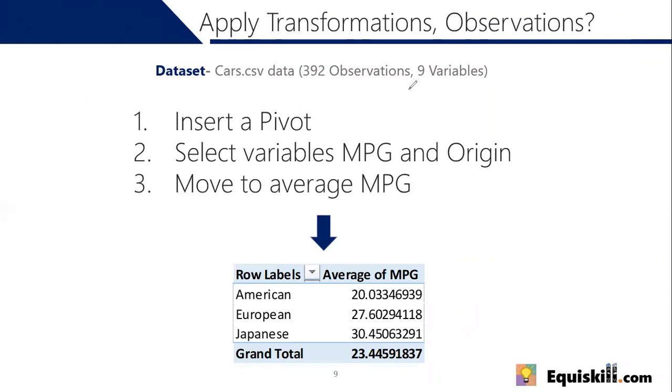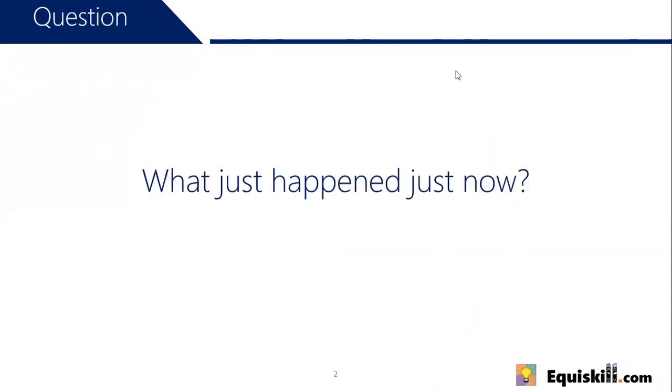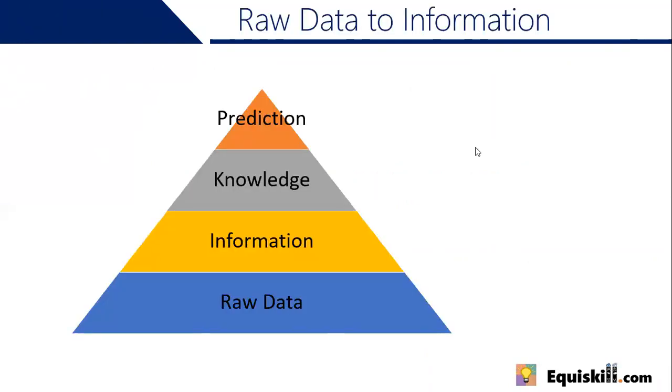Now, what you're doing is moving beyond just the raw data, right? So what just happened is we moved beyond the raw data to some meaningful information. And this is the process that you follow in analytics. You move from raw data to information, but you do not stop at that point. You move further on in your journey and you try to derive some knowledge, okay?